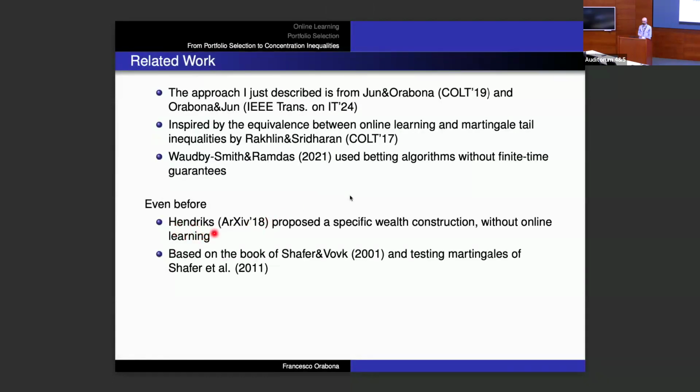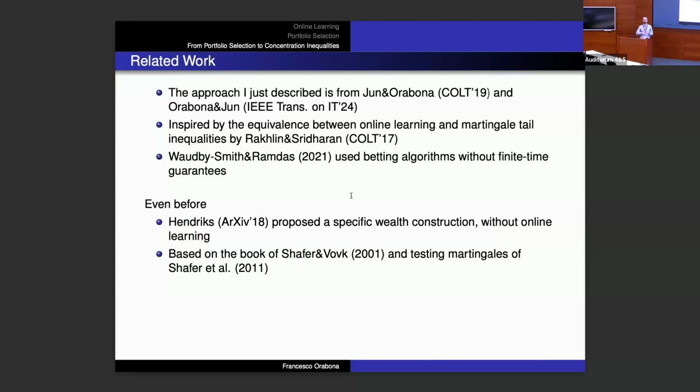But the idea comes from before. There is a paper by Hendricks that is only on arXiv, in which, as far as I know, this approach was implemented for real and shown to work for the first time. But there are also two books. Hendricks based his idea directly on the book of Shafer and Vovk, in which Shafer and Vovk had a much broader aim.